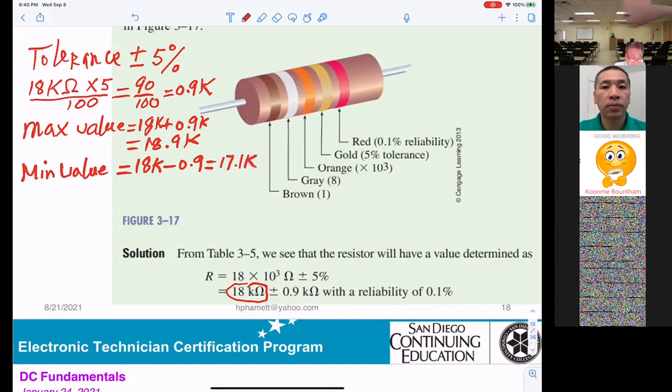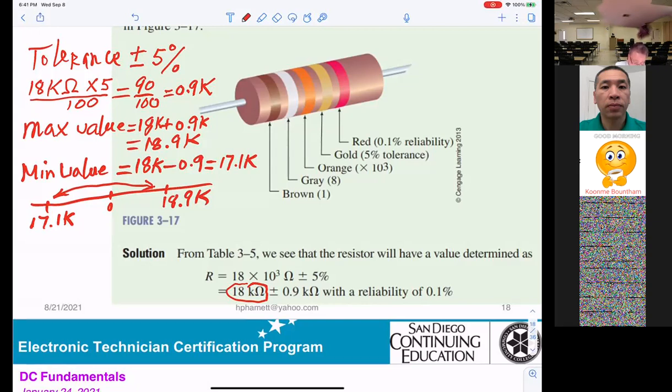Now you get the values. The maximum is 18.9K and the minimum is 17.1K. So any value between these will be okay. Any value higher than the maximum or less than the minimum is not good.